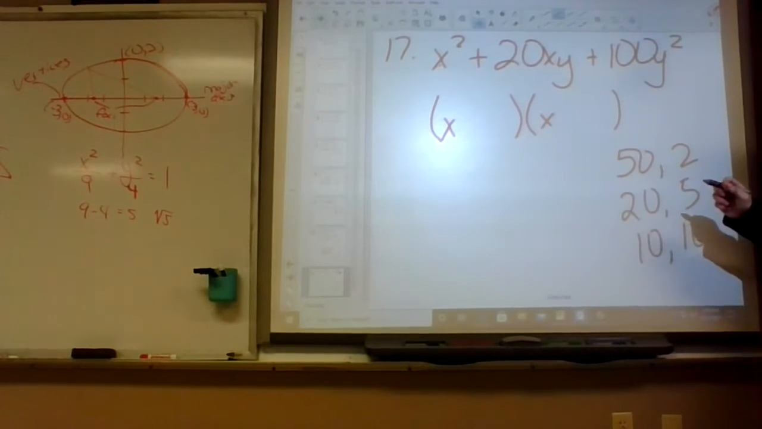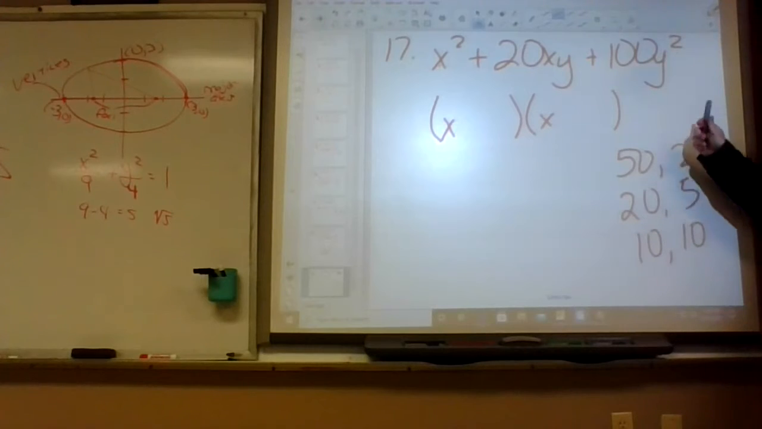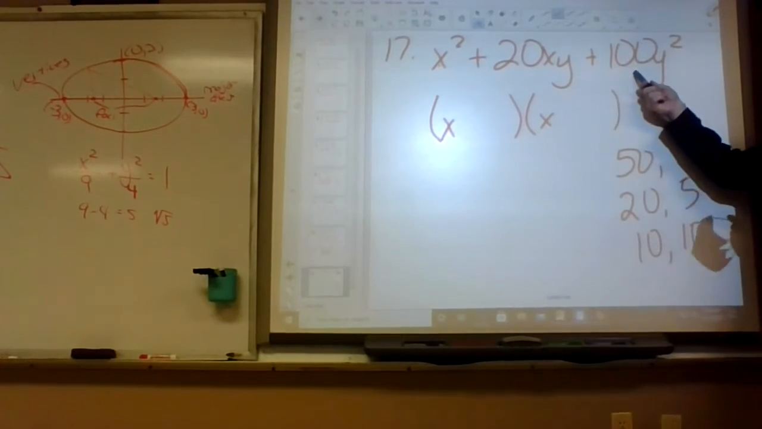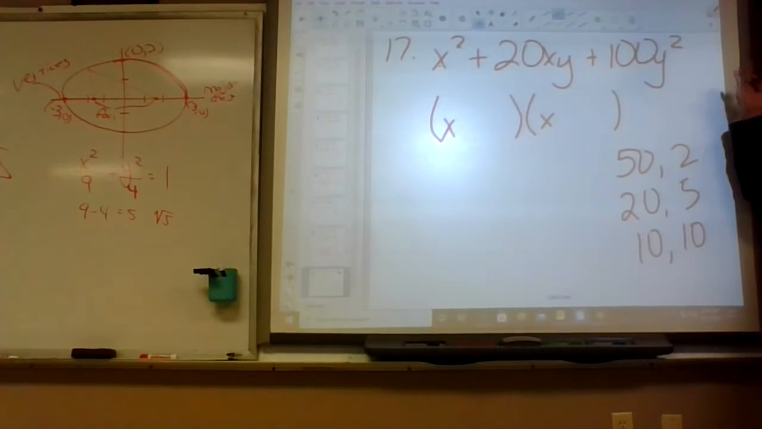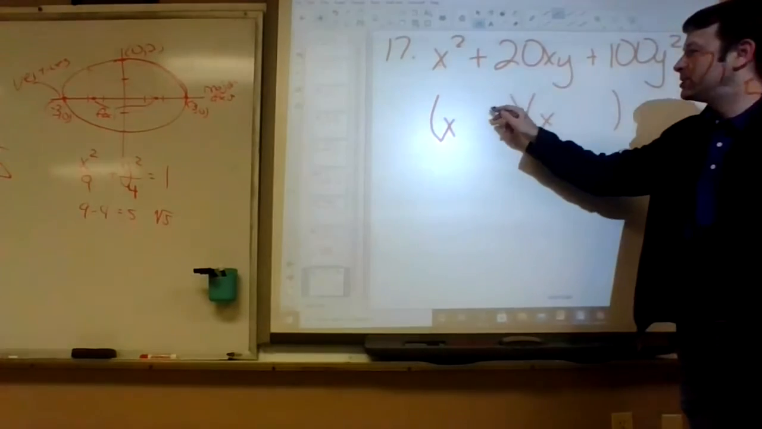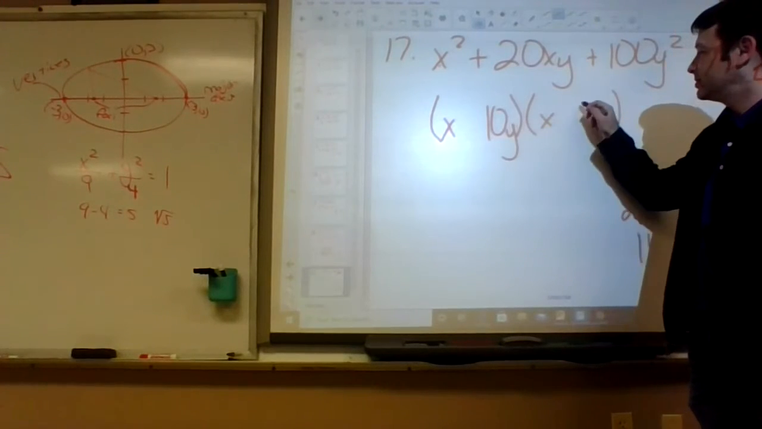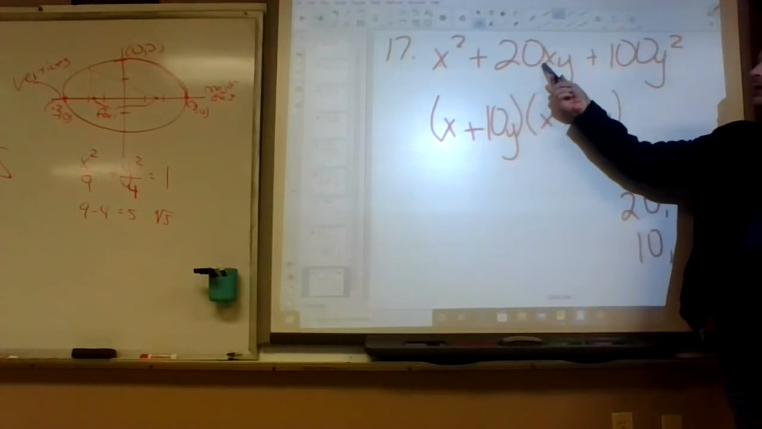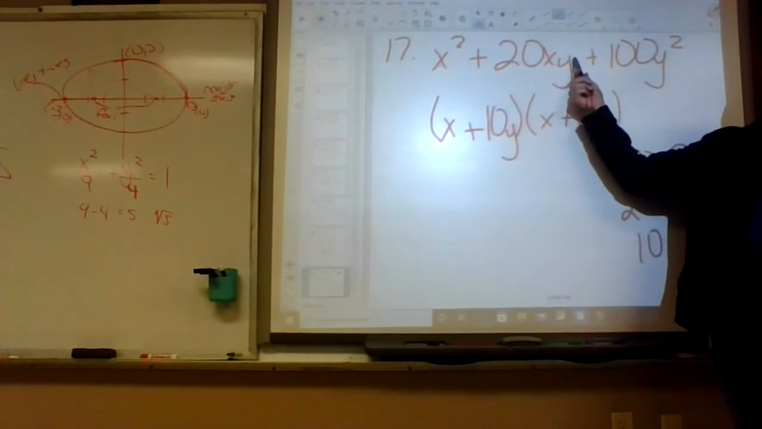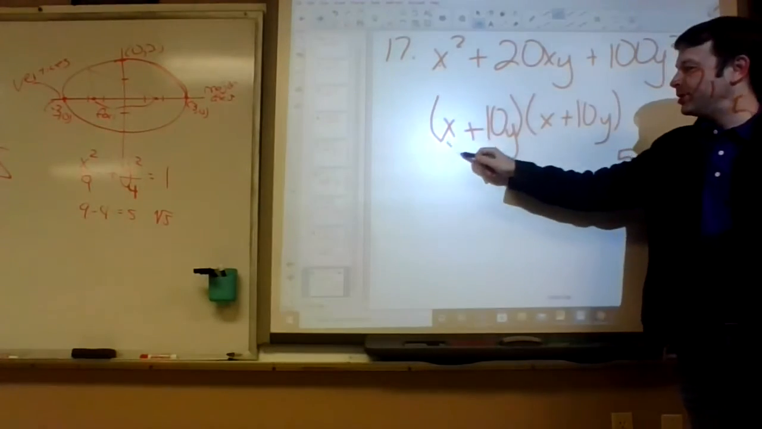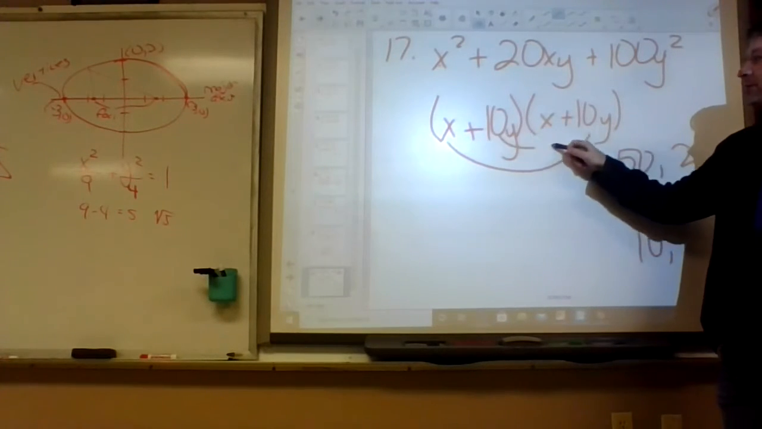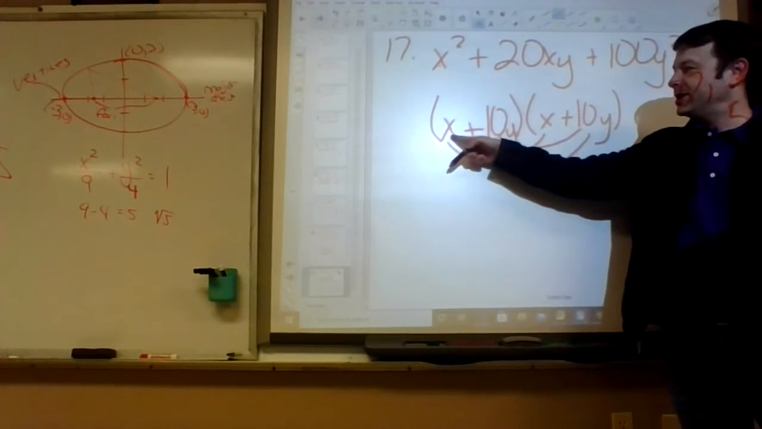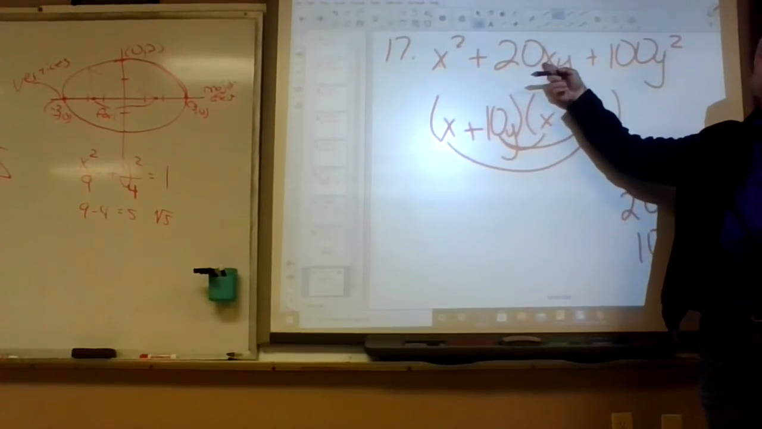Yes. Okay, but I can't just put 10 and 10. Why not? Because the question is what goes into 100y squared? 10y and 10y, that would work, right? So you just add a y on the end? What about the middle term? It says xy. Well, when you do the FOIL, remember outside, inside, what do you get? You get 10xy plus 10xy, 20xy.